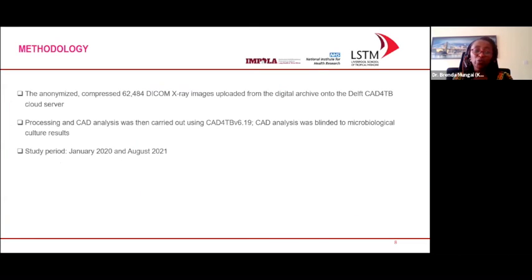62,484. So we used the anonymized compressed 62,484 DICOM images that were uploaded to the Delft cloud server. So we procured the services from Delft for this purpose. And then processing and CAD analysis was carried out, as I said, using version 6. CAD analysis was blended to microbiological results, and the study period was January 2020 to about August 2021. This is including all analysis.